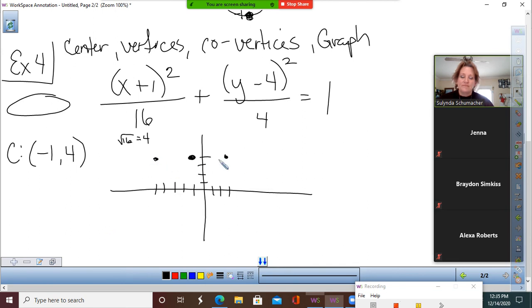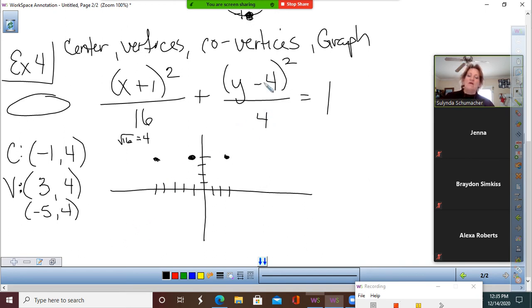I know I'm stretching it this way, so I can do my vertices right now if I want, or I can wait till after I graph it. If we do the vertices and we stretched it on the x, I'm going to add 4 to my negative 1, and I should get 3, 4. If I add or subtract 4 from my negative 1, I should get negative 5, 4 as my 2 vertices. All right, this one and this one.